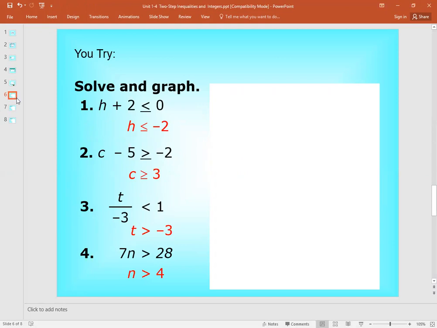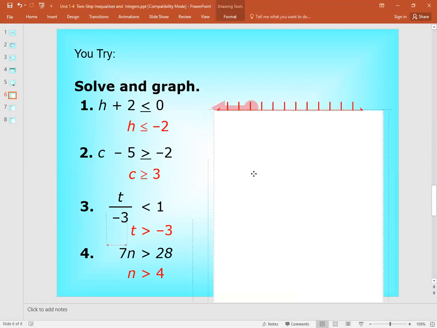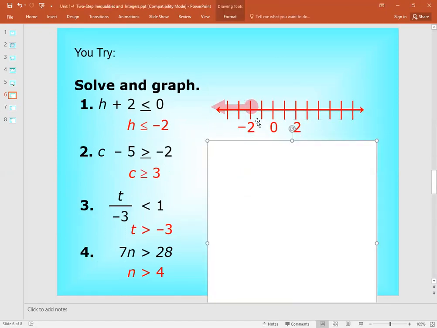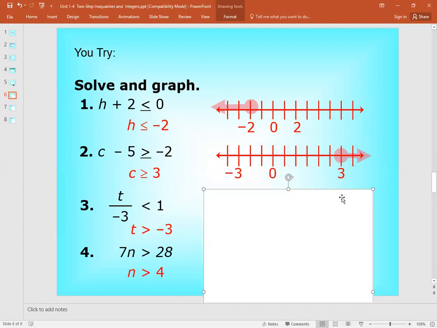Okay, so some more examples here. These are just one steps. So if I subtract 2, there's no problem there. The sign will stay the same. Find your -2, solid circle, points to the left. For number 2, if I add 5, that will not change the sign. So c is greater than or equal to 3. I find 3, solid circle, points to the right.